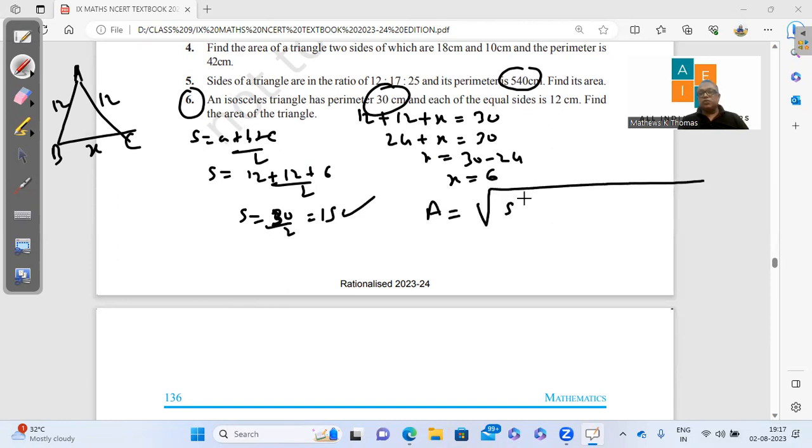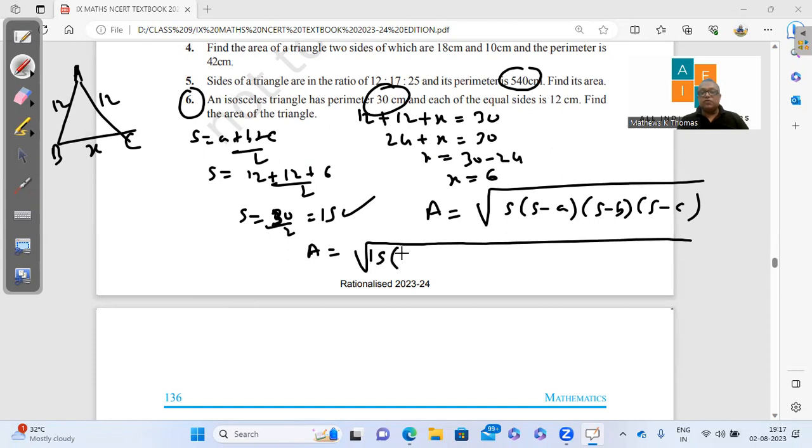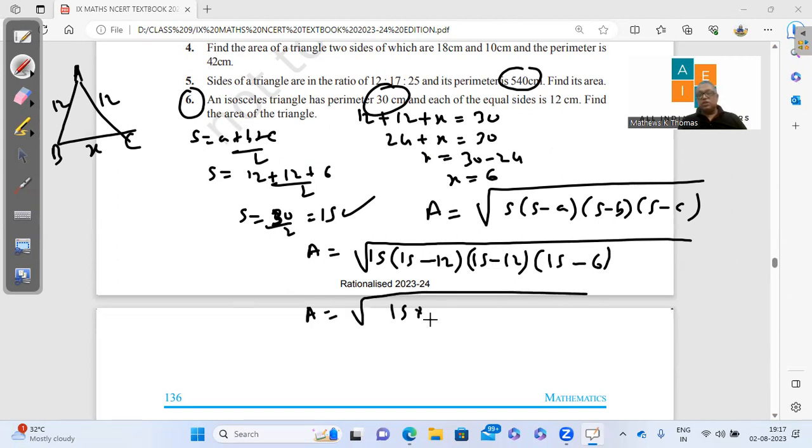Now we will use Heron's formula S minus A, S minus B, and S minus C. So area will be S, we have found out 15. 15 minus the first side, 12. Second side also 12. And the third side we had found out as 6. So area will be root of 15 into 3 into 3 into 15 minus 6. That is going to be 9.